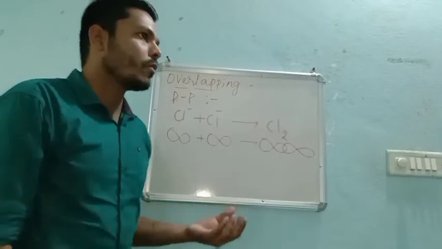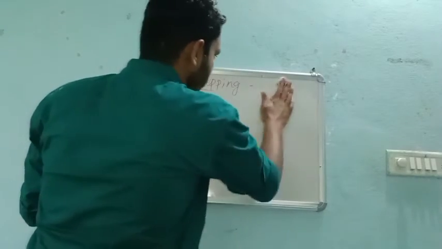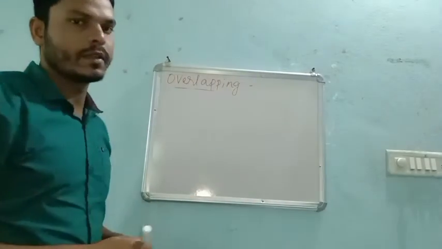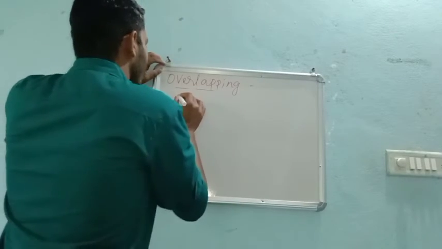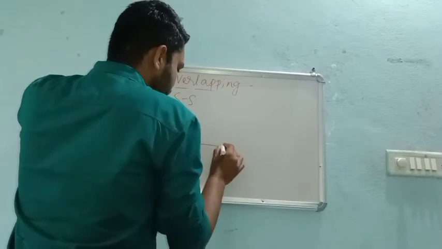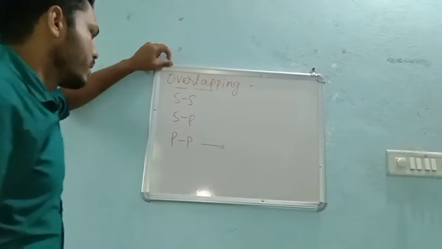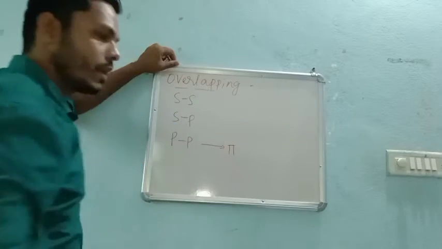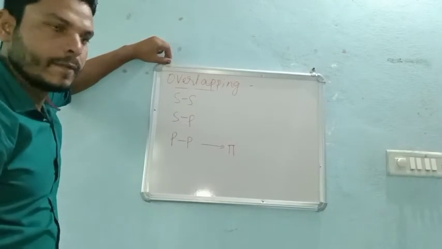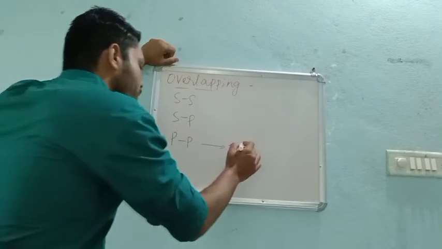Now one more very important thing to discuss here. This is very easy: if you know the shape of p and s, then you can very easily explain these things. But among ss, sp and pp, whenever a pp overlapping takes place, then pi bond formation takes place. Very important. I have already explained sigma and pi bonds in the online class. So pi bond formation takes place.